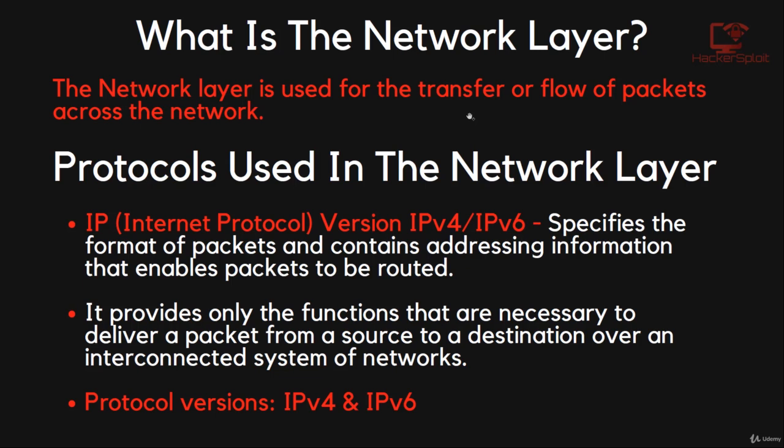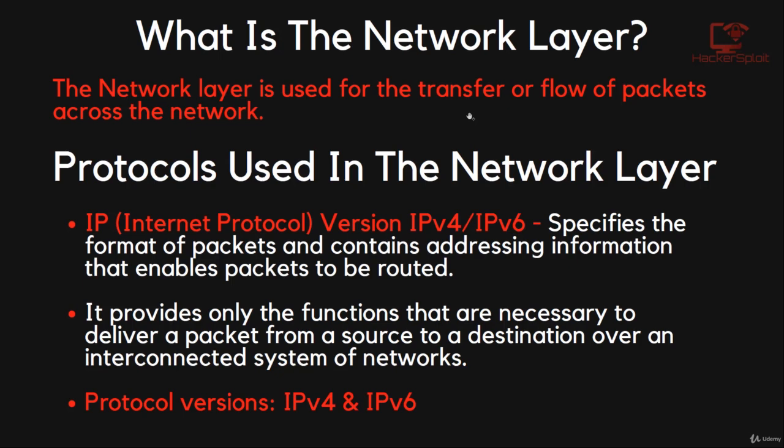Essentially, the Internet Protocol will specify the format of the packets and will contain the addressing information that allows the packets to be routed across a network. It provides only the functions that are necessary to deliver a packet from a source to a destination over an interconnected system of networks. Its purpose is to make sure that a packet is sent from its source to its destination, correctly and efficiently.